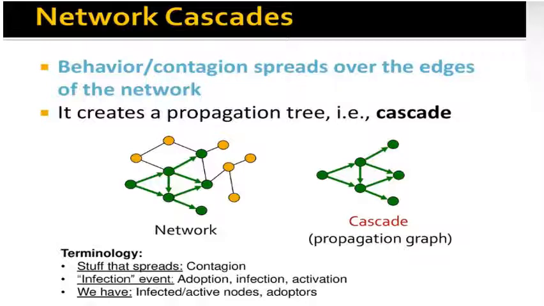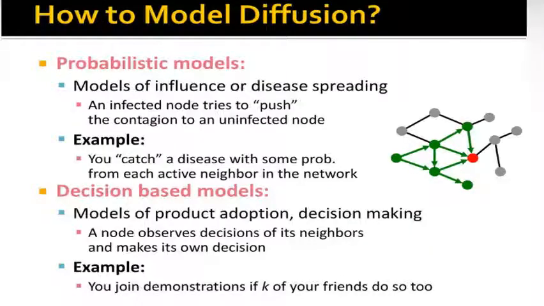The terminology we are going to use here: spreads, contagions, infection events, adoption, infection, activation. We have infected and active nodes, adopters. How to model a diffusion? Diffusion is the transmission of information that is spread from one particular thing to another. The model of influence or disease spreading: an infected node tries to push the contagion to an uninfected node. Example, you catch a disease with some probability from each active neighbor in the network.